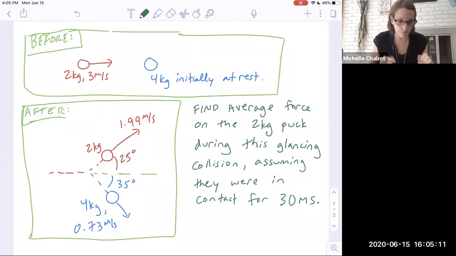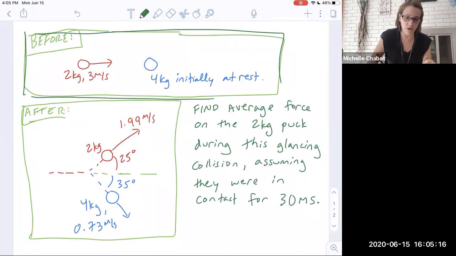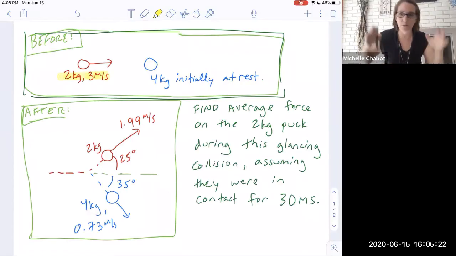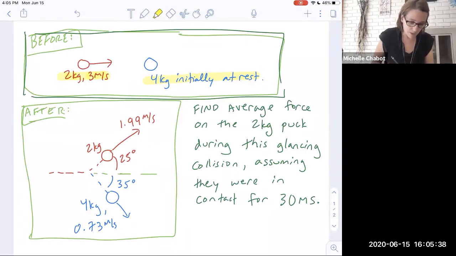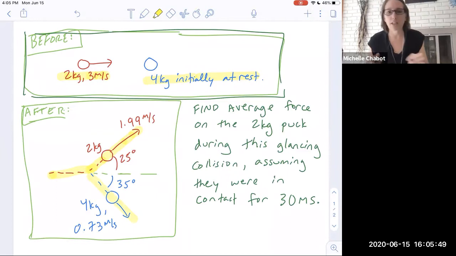So here's an example. We have a before the collision drawing up here, where we can see that we have an object, a 2 kilogram puck. This is sort of like a top view on, say, a pool table or something. And it's traveling at 3 meters per second. And then it's going to hit a 4 kilogram object that's initially at rest. And it's a glancing collision, kind of like billiard balls might do. So it comes in and has a glancing collision, and it leaves at 25 degrees and 1.99 meters per second, and then it causes the 4 kilogram ball to deflect as shown as well.